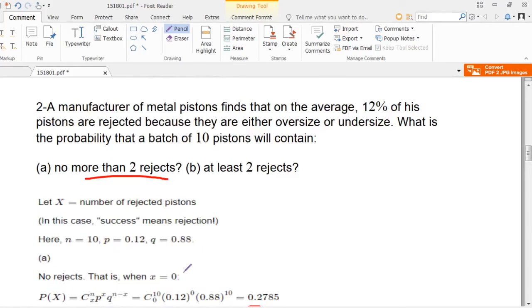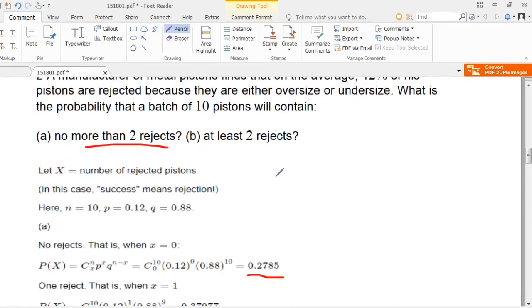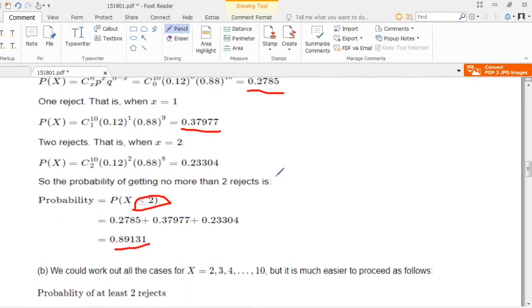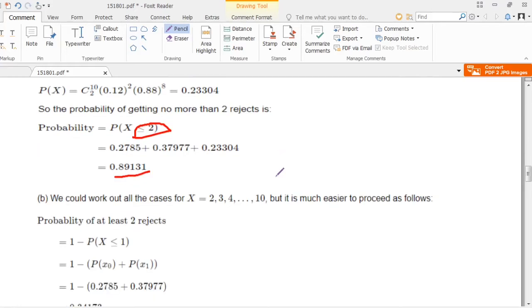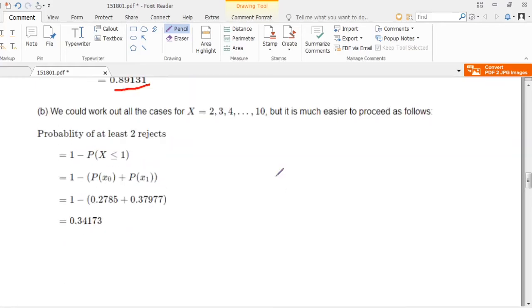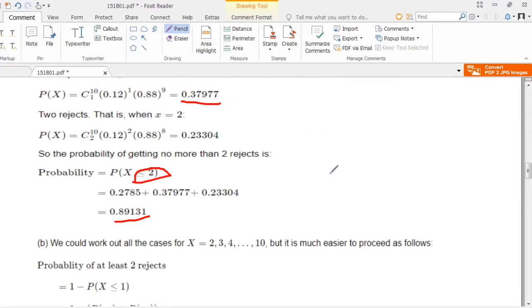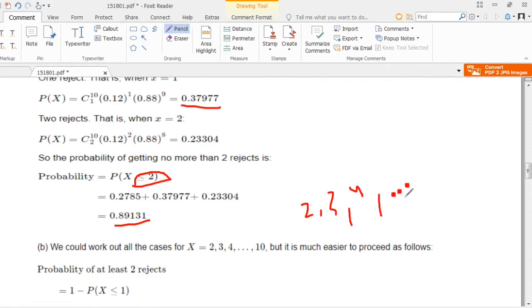The second asking about at least 2. So at least 2 means what? 2 or above. Okay? So for half 2 or above means you have 2 and 3 and 4 and so on. Okay? So you can collect them till 10.